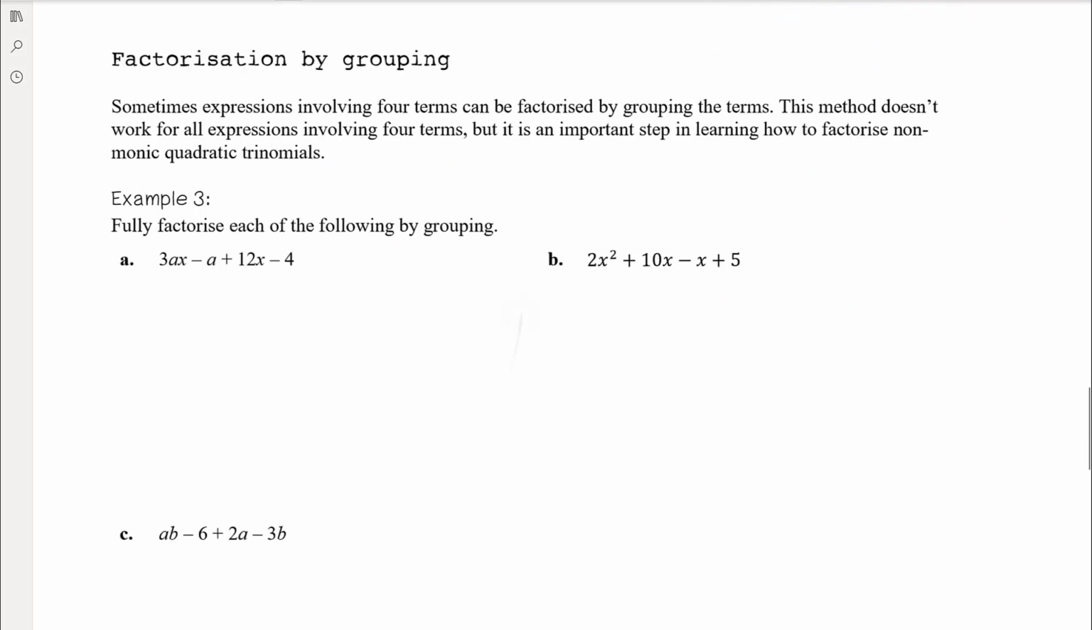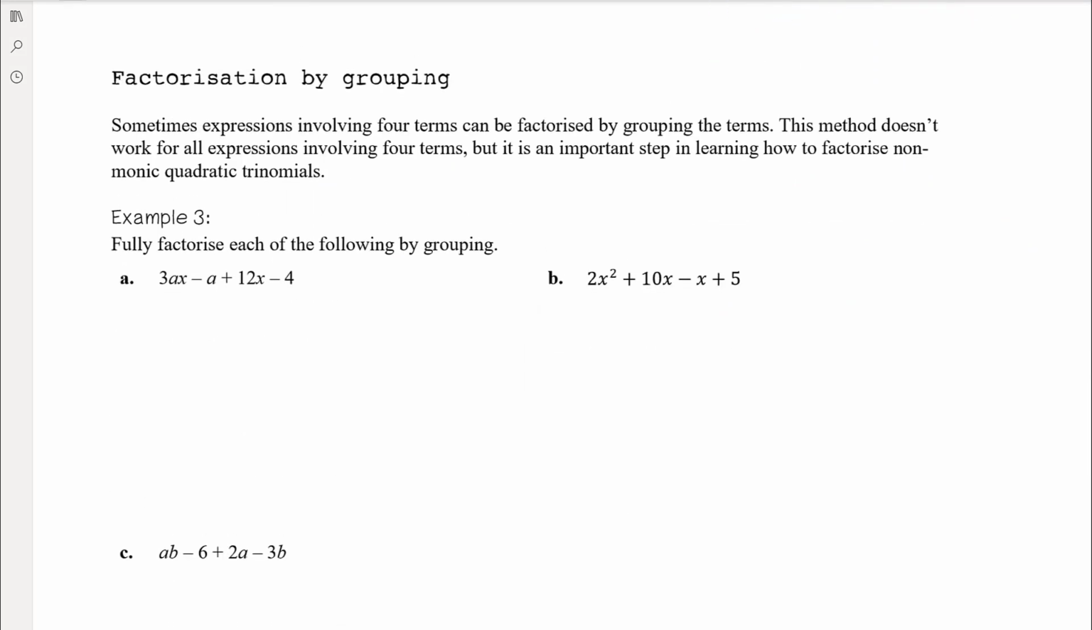Okay, the third method I want to look at in this video is this idea of factorization by grouping. And as I said, this is a little limited because this won't work every time you have 4 terms, but I want to introduce this process now because it's a key step in the method that I'm going to teach you for factorizing harder quadratic trinomials or non-monic quadratic trinomials. So I just want to introduce this step of that process here.